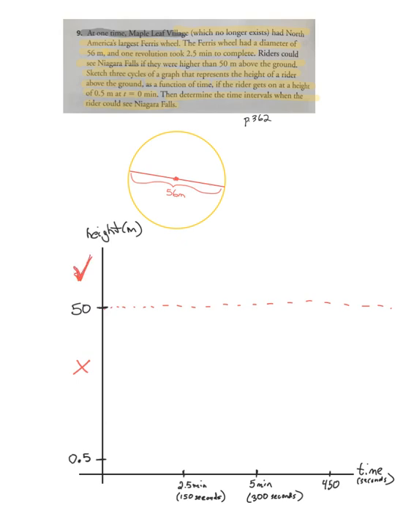Okay, I see a little problem with this. It says they get on at 0.5 meters when the time is 0, but it doesn't say if they get on at the bottom. I'm just going to go ahead and assume that it means that they get on right at the bottom here. All right, so let's fill this graph in a little bit.